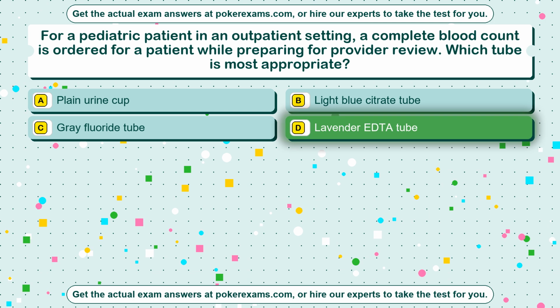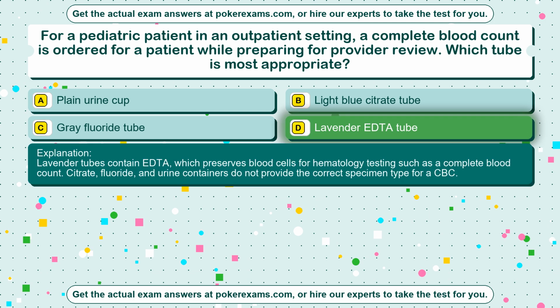The correct answer is option D, lavender EDTA tube. Lavender tubes contain EDTA, which preserves blood cells for hematology testing such as a complete blood count. Citrate, fluoride, and urine containers do not provide the correct specimen type for a CBC.